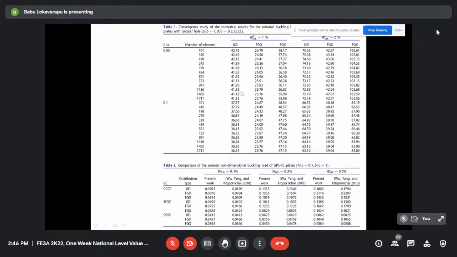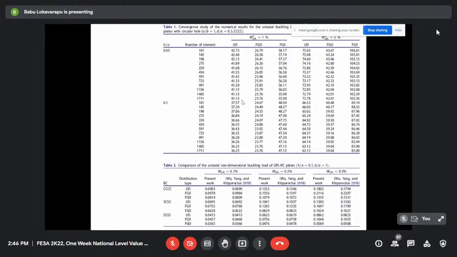And compared to the previous one, 41.15, the second digit after the decimal is changing. Now, if I take the number of elements 1711, it is coming the same. So this is what converged. That means ANSYS is basically approximate, but when you approximate things, you do a better approximation. That's what I meant to say. 41.13 is the correct one. Like this, you need to do the convergence.